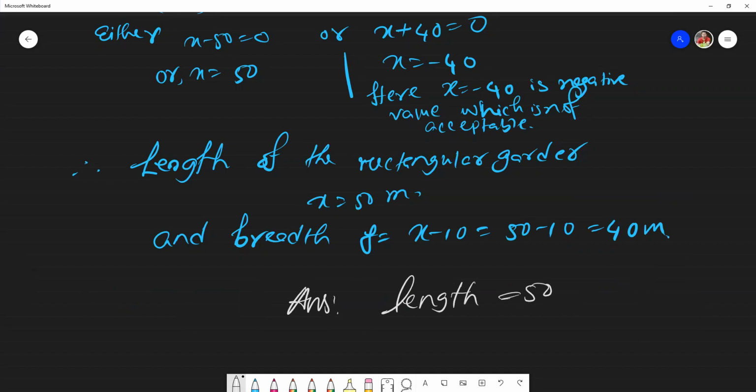Length equals 50 meters. Breadth equals 40 meters. This is our answer.